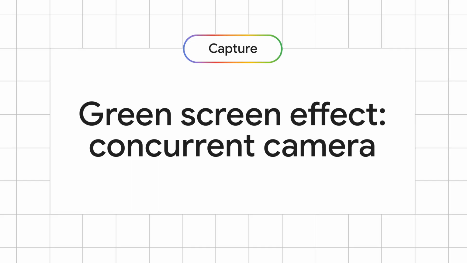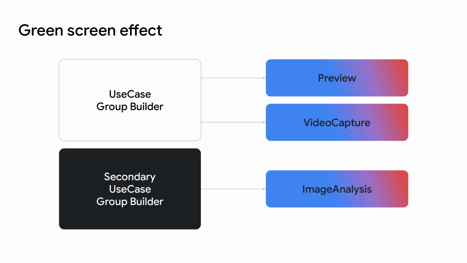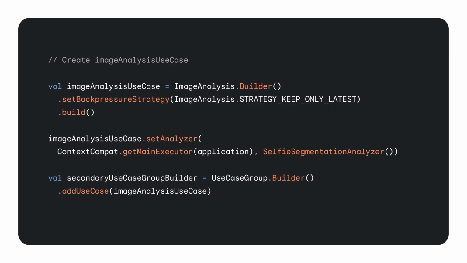We'll start by using CameraX's Concurrent Camera feature to get two camera streams simultaneously. So we have our original use case group builder like before, but we'll create a secondary use case group builder to use the image analysis use case. We'll use an image analysis builder for this.